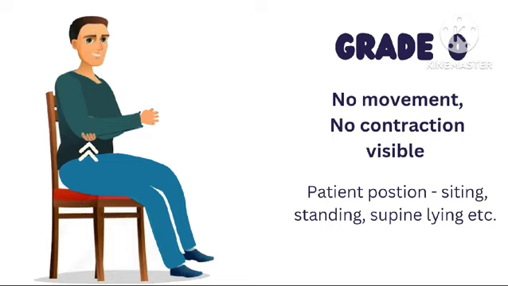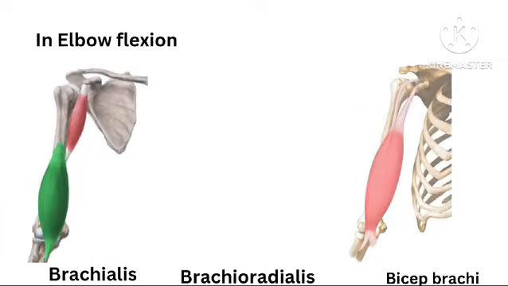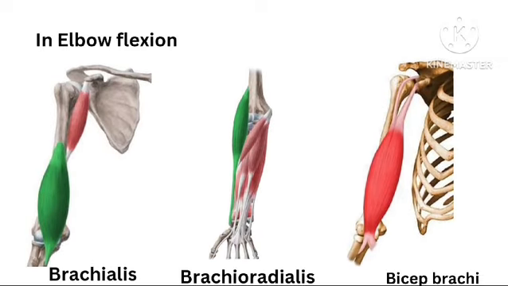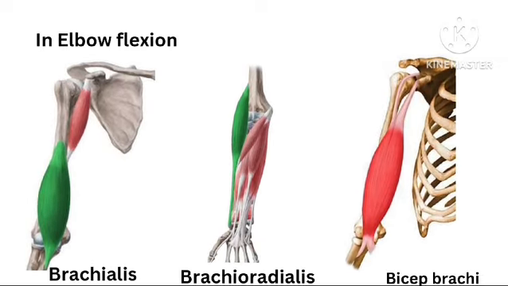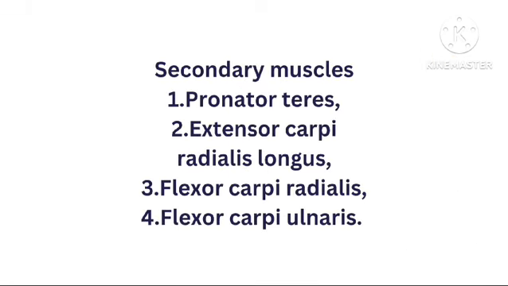Now we can see that the patient is placing one arm over the other. In any movement we perform, muscles are involved. In elbow flexion, brachialis, brachioradialis, and biceps brachii are the primary muscles involved. The secondary muscles also involved are pronator teres, extensor carpi radialis longus, flexor carpi radialis, and flexor carpi ulnaris. These muscles help in the movement of elbow flexion.